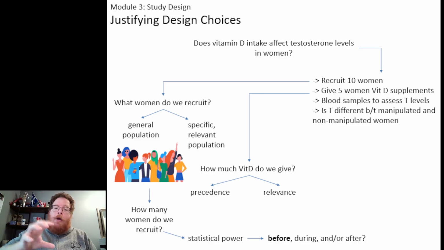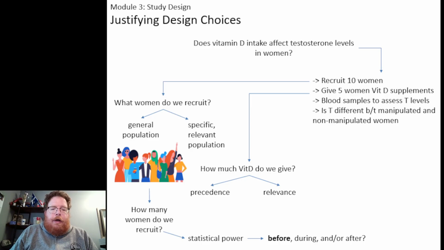Okay. But what you have to really appreciate here is that either I had precedence or I had relevance that I could use to justify the vitamin D supplementation. I did not just take a dice and roll it and say, oh, a number 4 came up, I'll give them 40 units, right? Your choices cannot be random. They have to be rooted in some kind of justifiable decision making.